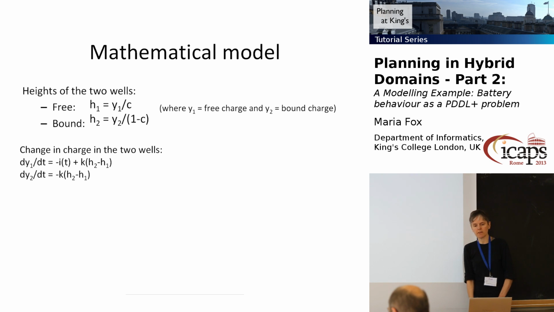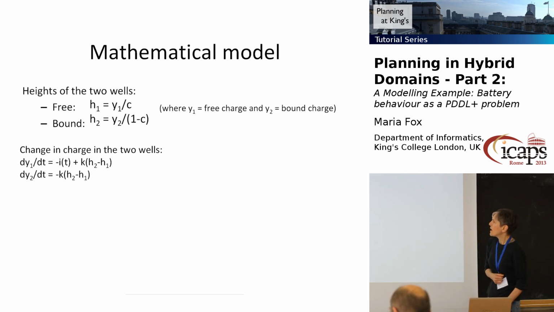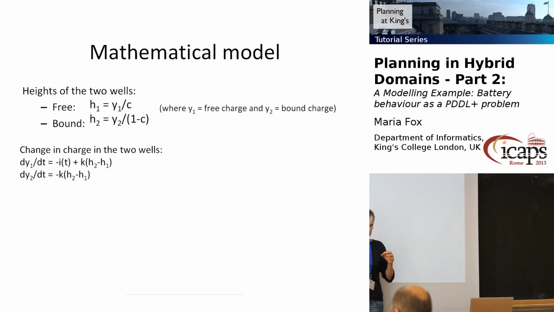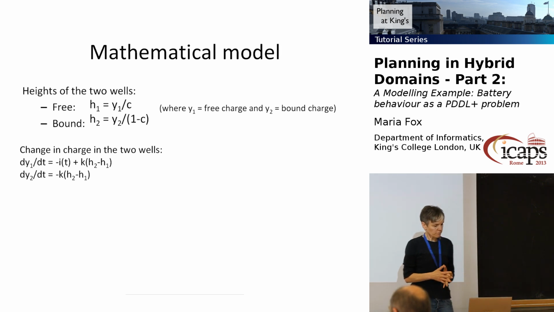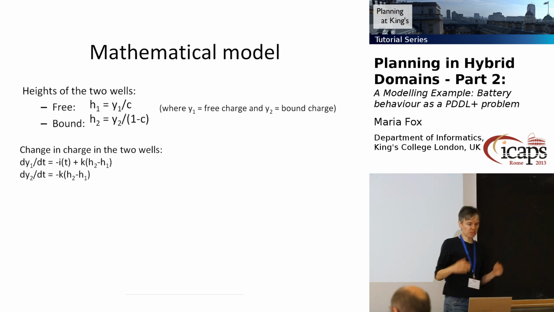Okay, so then we have a mathematical model of the problem in which we have these two variables, the heights of the free and bound wells, which are defined as I just said. And we have differential equations that describe the change in charge in the two wells. This one basically says the charge in the free well reduces as the consumption, as the load draws off it, but it increases as the conductance takes place. And the change in the charge in the bound well is basically just affected by the conductance, so it just reduces as charge flows into the free well.